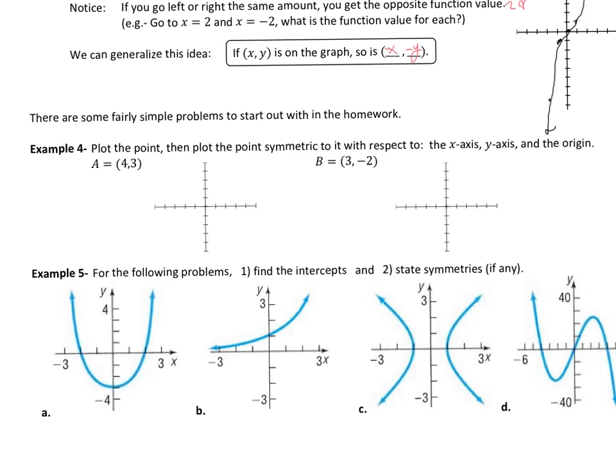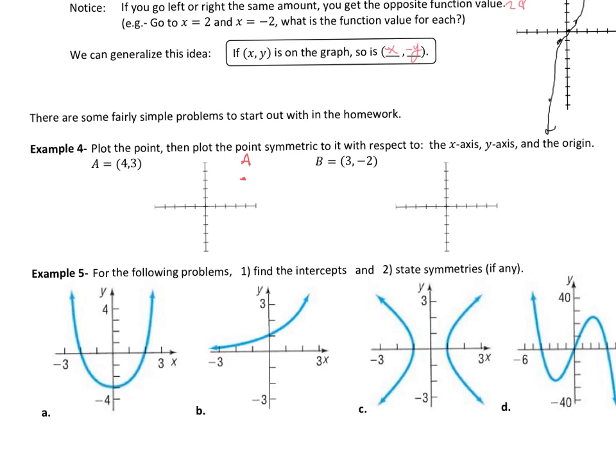Okay, so on your homework now, there's going to be some fairly simple problems to start out with. Number one, if you look at example 4 here, it says plot the point and then the point symmetric with respect to the x-axis, y-axis, and the origin. Okay, so we plot the point 4, 3. 1, 2, 3, right there. There's point A.